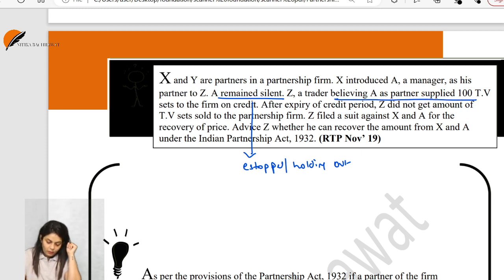After the expiry of the credit period, Z did not get the amount for the TV sets sold to the firm. Z filed a suit against X and A for the recovery of the price. Advise Z whether he can recover the amount from X and A. X is a partner of the firm, so he is anyway liable. The question is whether A is liable.